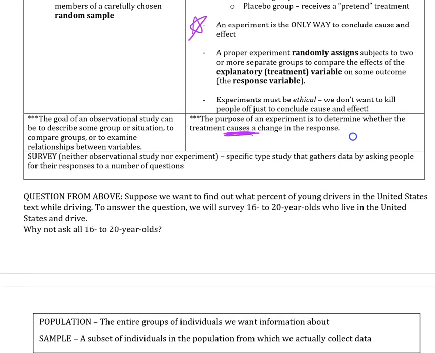There is one other type of study that we do, and it's called a survey, which I'm sure you guys have done at some point in your life. It's technically neither an observational study nor an experiment, but it's a specific type of study that gathers data by asking people questions and getting their responses. So, ask and answer.